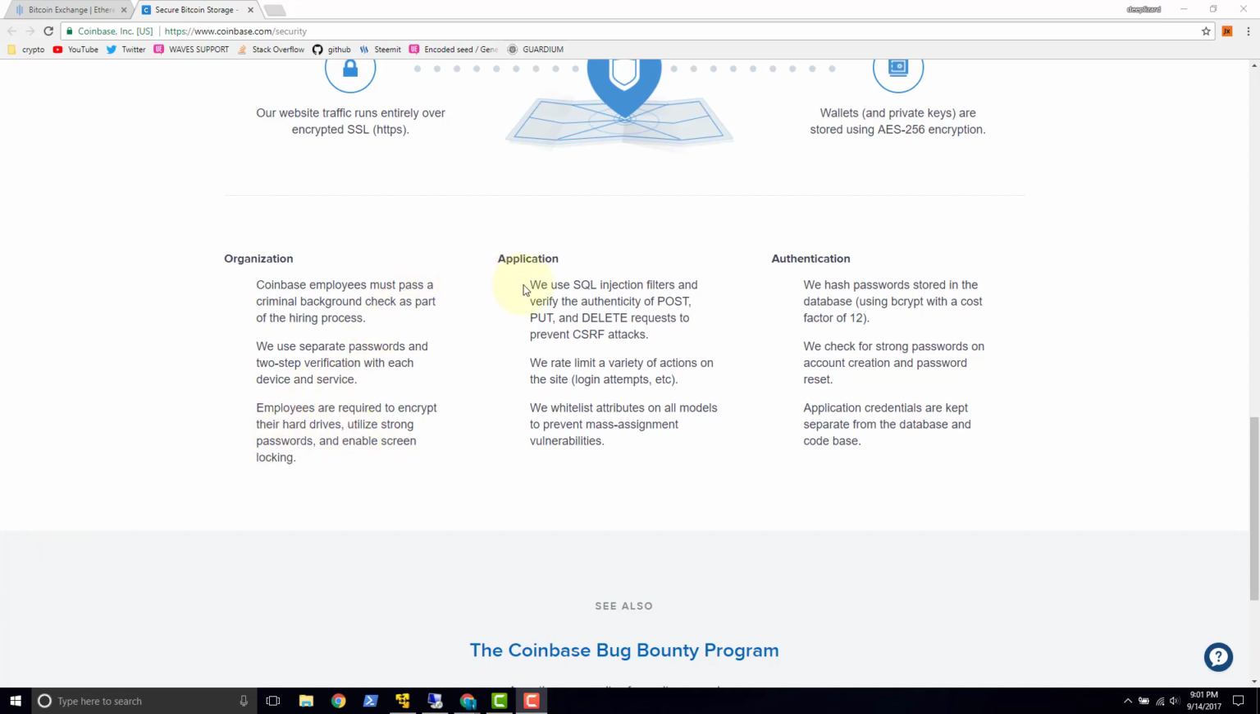This next piece is the application piece. This piece gets technical. They call out the fact that they use SQL injection filters, and they talk about how they prevent cross-site request forgery attacks. They verify the authenticity of the post, put, and delete requests.